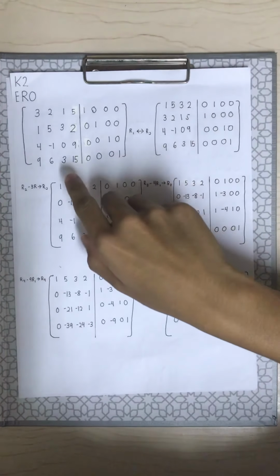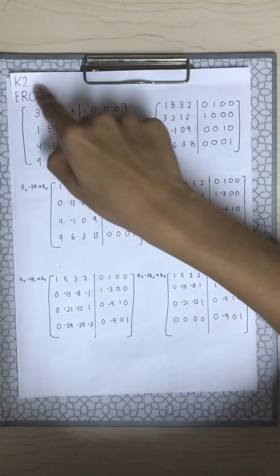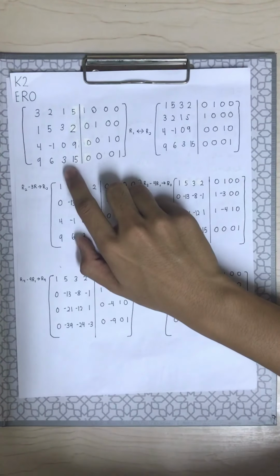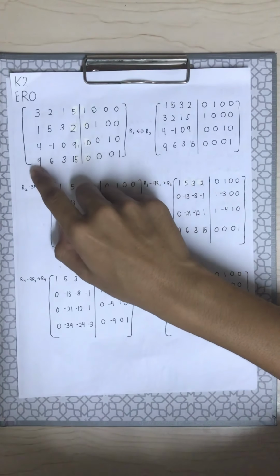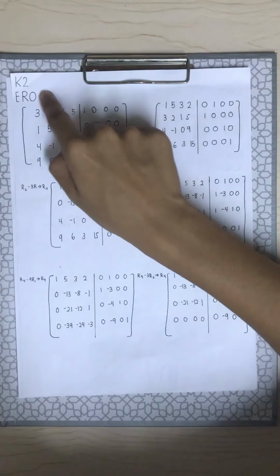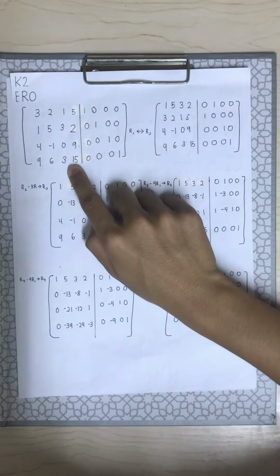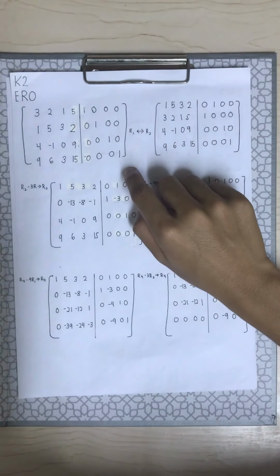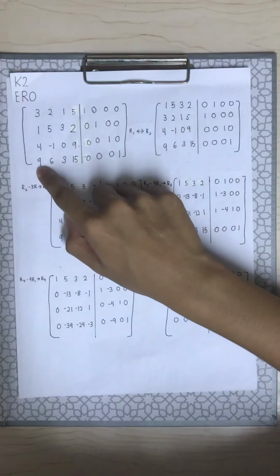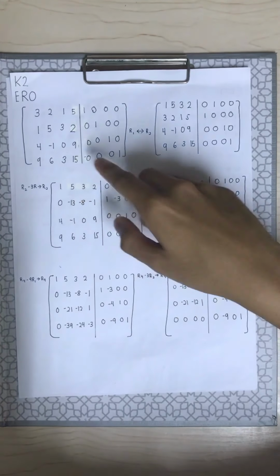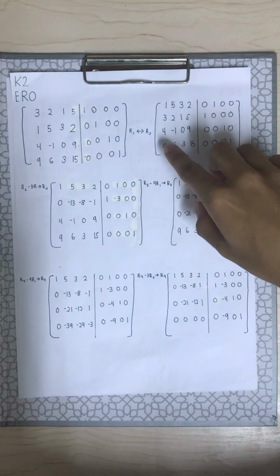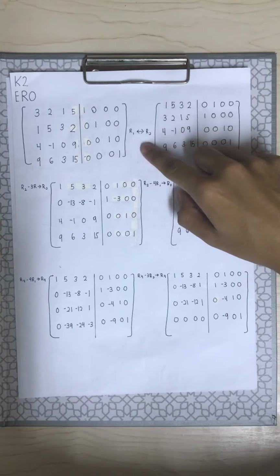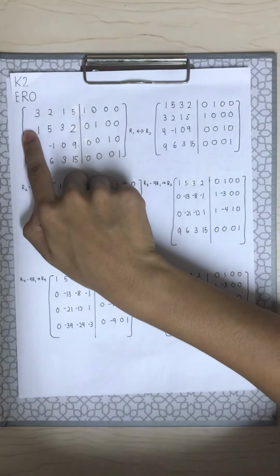Next, we want to find the inverse of K2 by using the ERO method. By using this method, we want to get the whole left side to be the identity, and then we will get the inverse at the right side. To get the whole left side to be the identity, I need to do some steps. The first step is I interchange the two rows, which are row 1 and row 2.